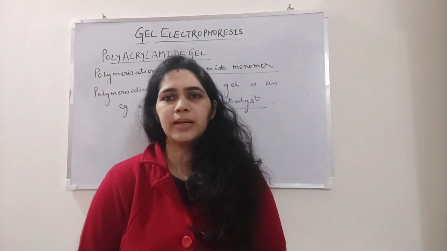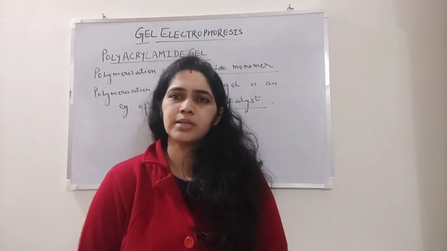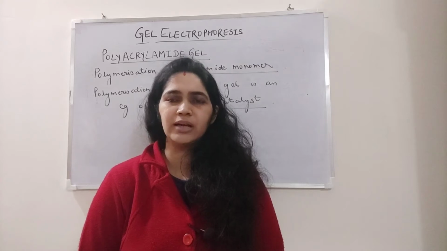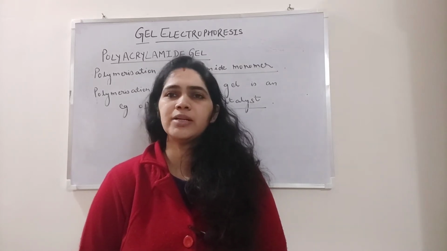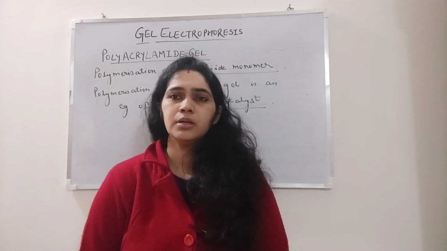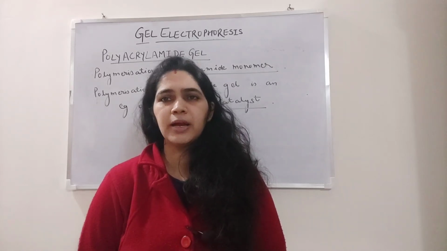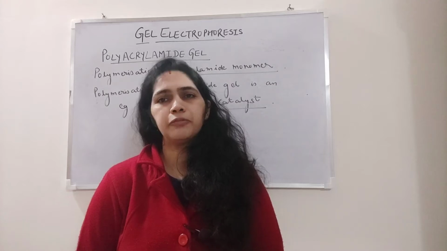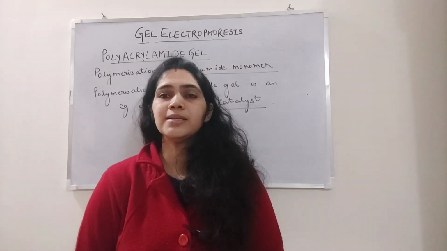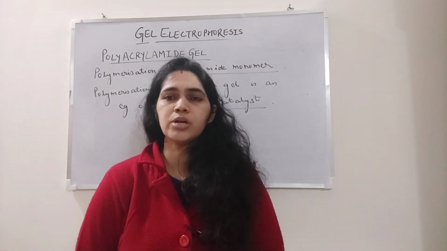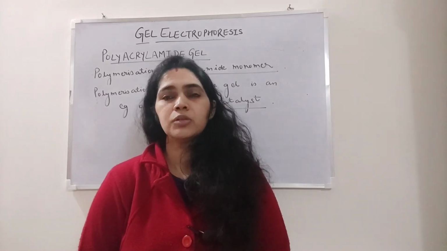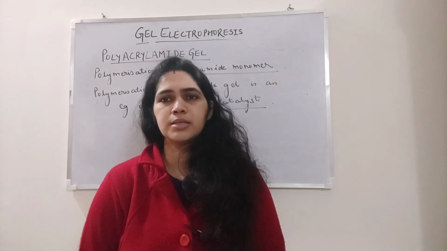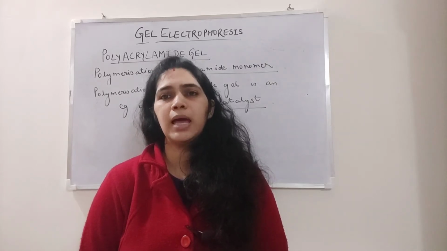Now the next topic is polyacrylamide gels, which are used for the separation of proteins in PAGE, that is polyacrylamide gel electrophoresis. Polyacrylamide gels are formed by the polymerization of acrylamide monomer, and it is an example of free radical catalysis. Polymerization is the process through which a large number of monomers join together to form a polymer. So let's try to understand the process of polymerization of acrylamide gel.